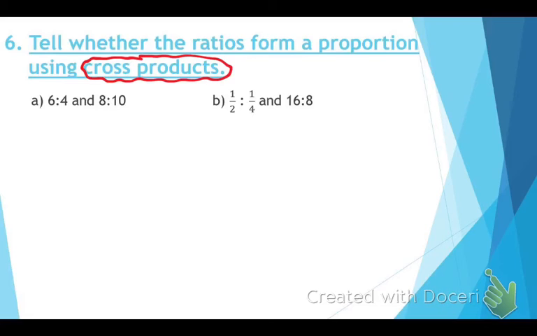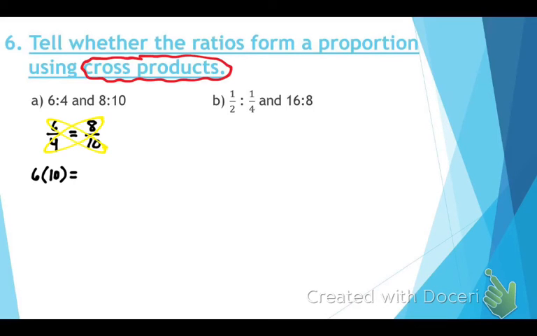So we'll take the first one, 6 to 4, and write it as 6 over 4. And 8 to 10. I'm going to see if it forms a proportion. Remember, a proportion is 2 ratios that equal each other, so I'm going to put equals 8 over 10. Circle the ones that are diagonal. Drop down that equal sign. On the left side, we're going to have 6 times 10.